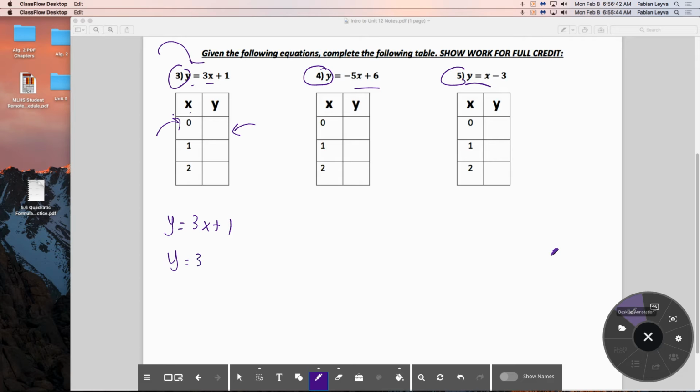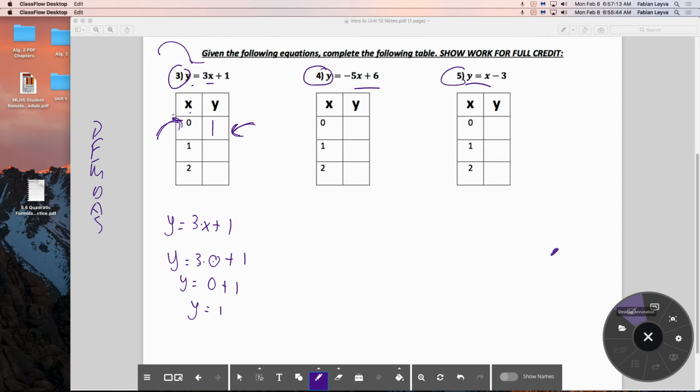Y is going to equal 3. Now remember that if you have 3x, it's times. I like to show it with a little dot there. 0 plus 1. Now remember those PEMDAS rules that we went over. The first thing you want to do is parentheses. There's no parentheses here. There's no exponents. There is multiplication. 3 times 0 is 0. So we get 3 times 0, which is, of course, 0, plus 1 equals 1. So that means that when you have an input or an x value of 0, you get an output or a y value of 1.